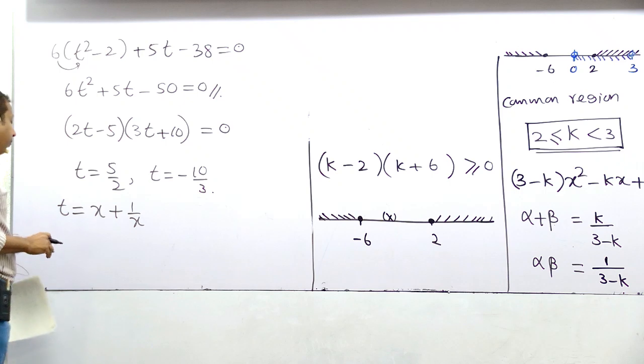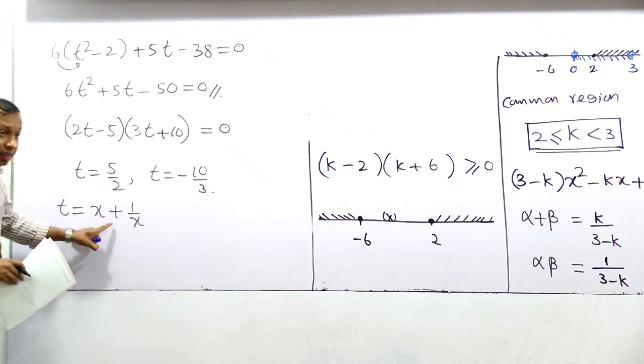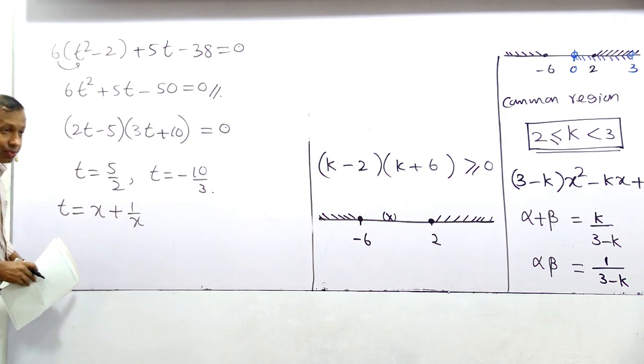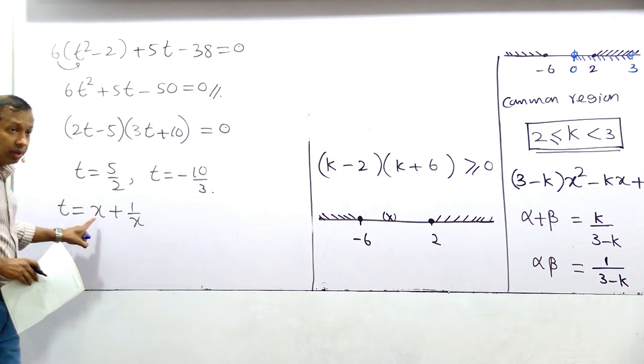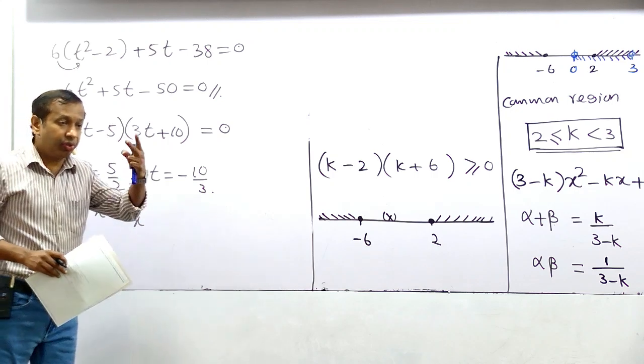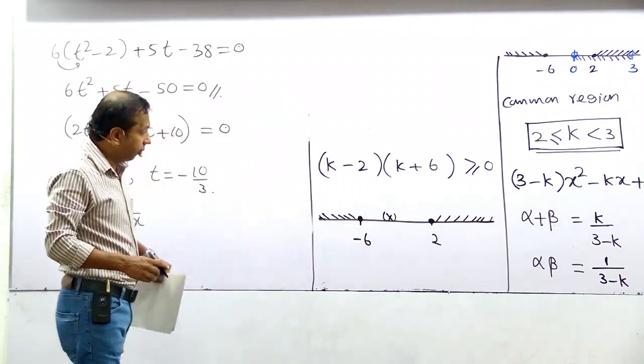Now what we do is this. The first answer of t, 5 by 2, we put here. Then we get a quadratic equation in x, so that we get two answers for x. Secondly, t equals minus 10 by 3, put here. Another quadratic equation comes in, and for that another two x values we get. Then altogether there are 4 x values. Understand? Right? Take them.